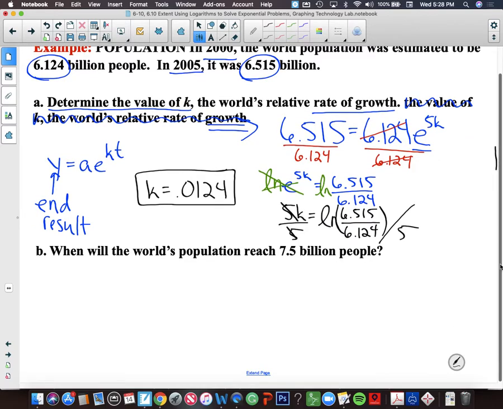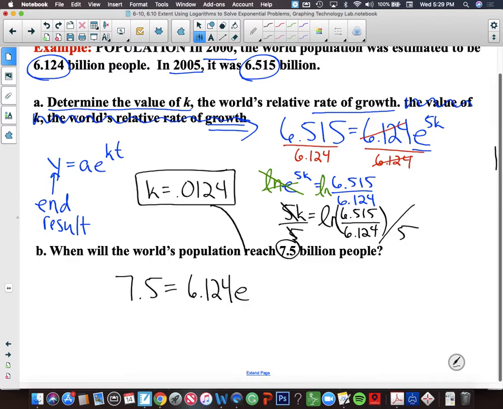So when will the world's population reach 7.5 billion people? So now let's use K to figure out how long it'll take us to get to 7.5 billion people. So we need to use that beginning amount, and this is going to be our ending amount now, 7.5. So we'll put 7.5 billion here. And then what did we start with? 6.124 billion people. That's what we started with in 2000, according to our problem. We have e, because it's continuous growth.